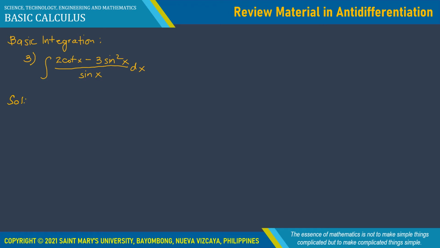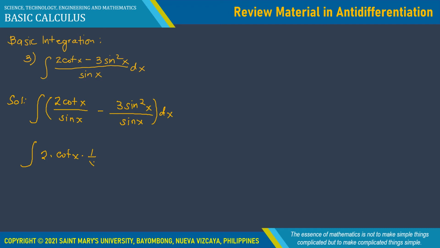So, we have the integral of 2 cotangent x over sine x minus 3 sine squared x over sine x quantity dx. So, ayan. And then, so pwede natin itong gawin ganito. 2 times cotangent x times 1 over sine x. Diba?